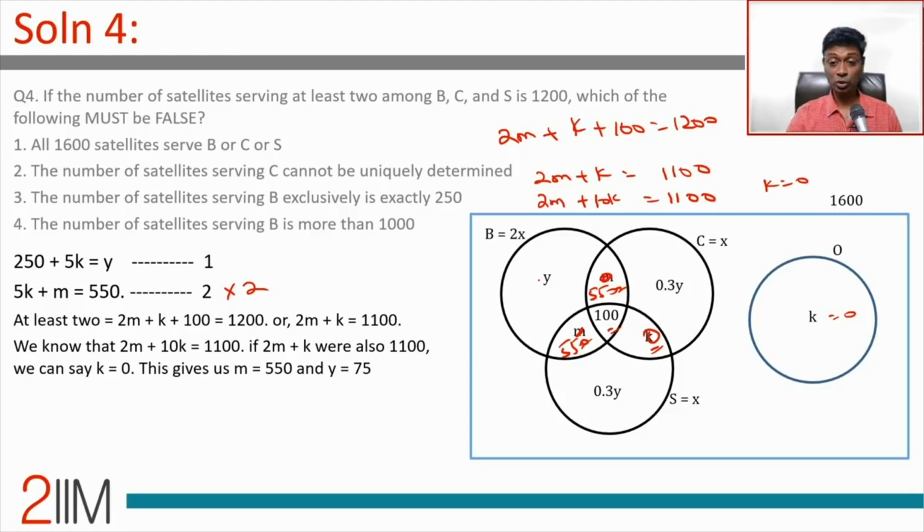250 plus 5K is Y. Y should be 250. We've got everything. This should be 75. This should be 75. We've got a complete grid now.